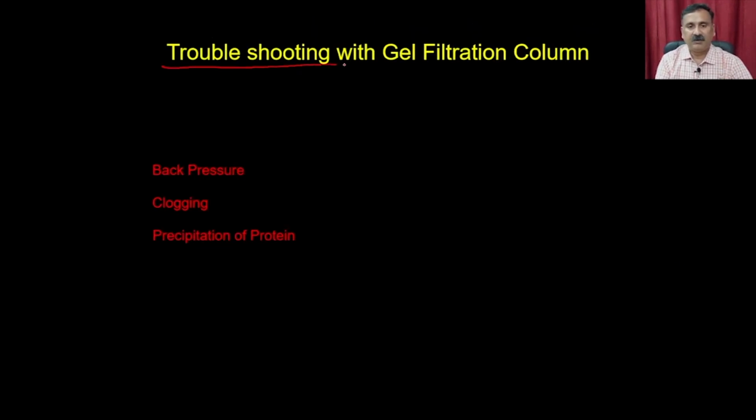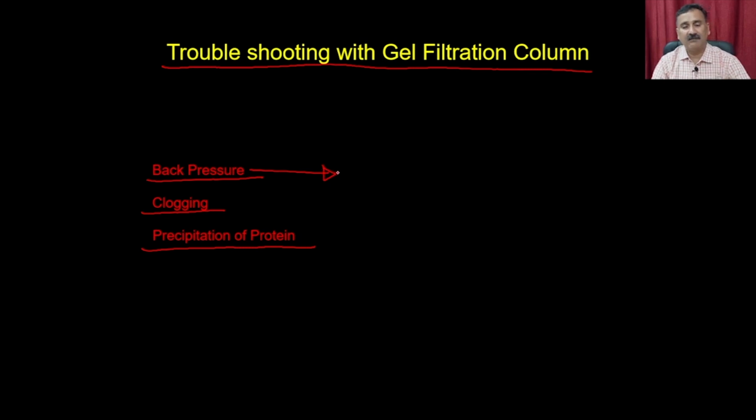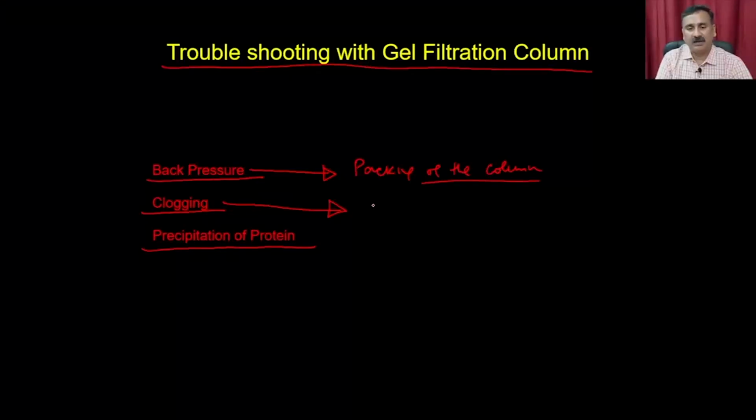There is so much troubleshooting you can do with gel filtration chromatography. You can check the back pressure, you can see clogging, and you also have to see precipitation. Back pressure is very important: you should not build up back pressure in the gel filtration column, because otherwise it is going to disturb the packing of the column. And clogging is also very important, because sometimes when you don't filter the proteins and you load them onto the column, it is going to clog the column, and then it is going to cause a problem in terms of back pressure and also the running of the column.